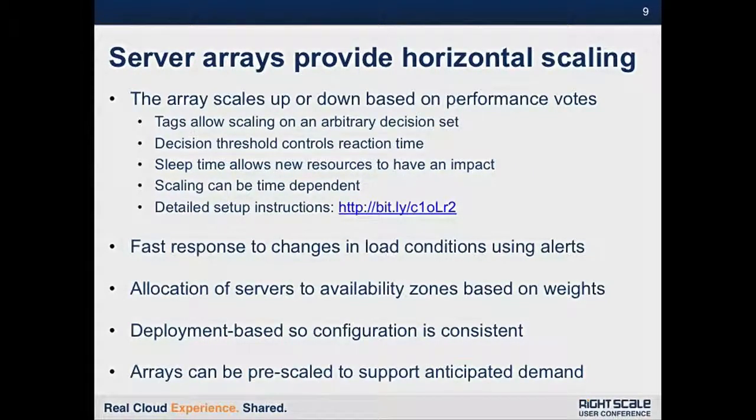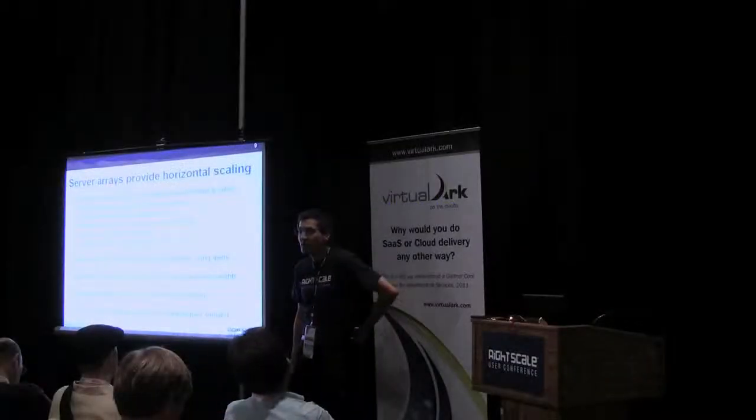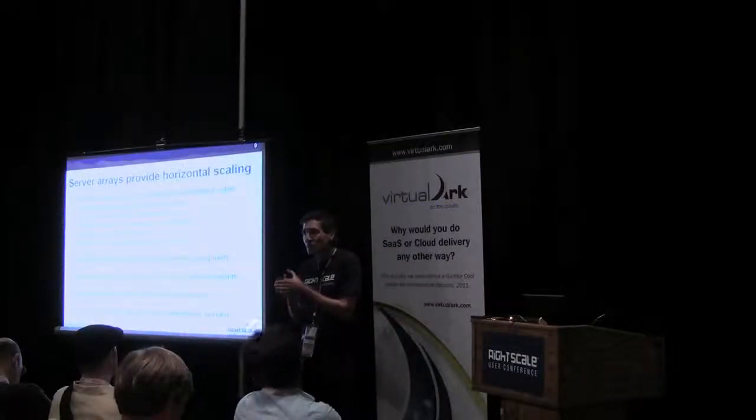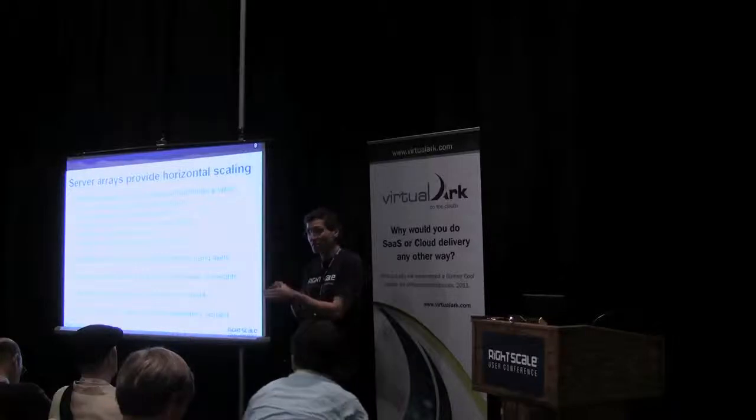So the benefits from using arrays are that we can have a fast response to changes in load conditions using alerts. Allocation of servers to availability zones is based on weights. I did some statistics looking at our database, and what I'm finding is that very few people are using weights to really control how you distribute your servers in different availability zones.